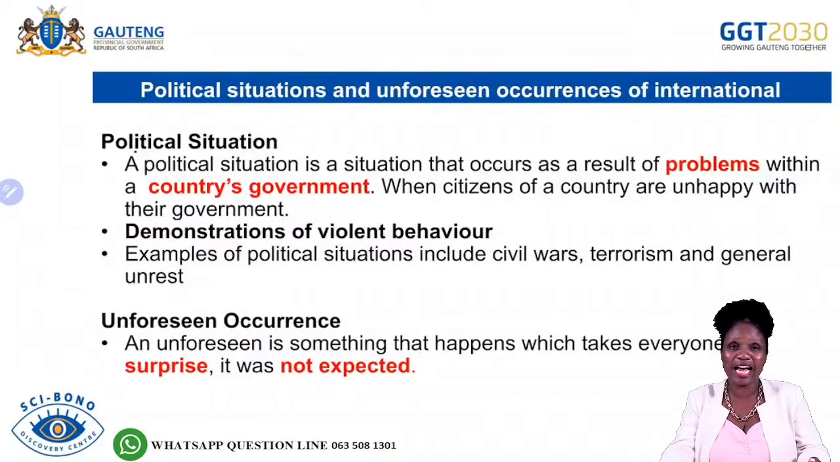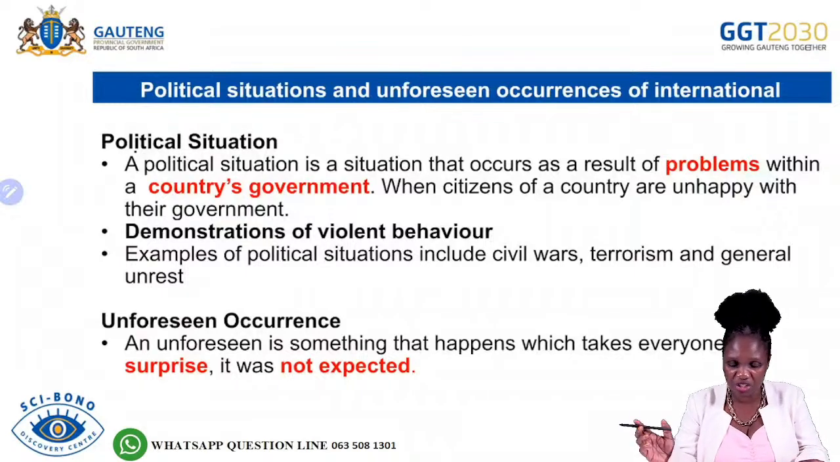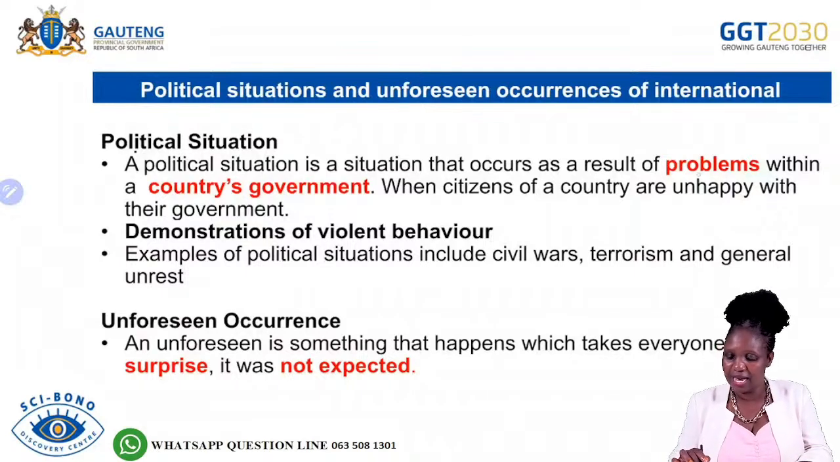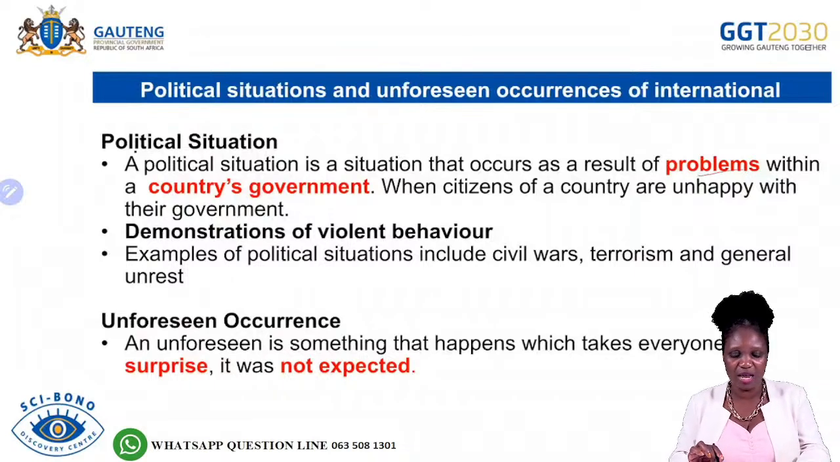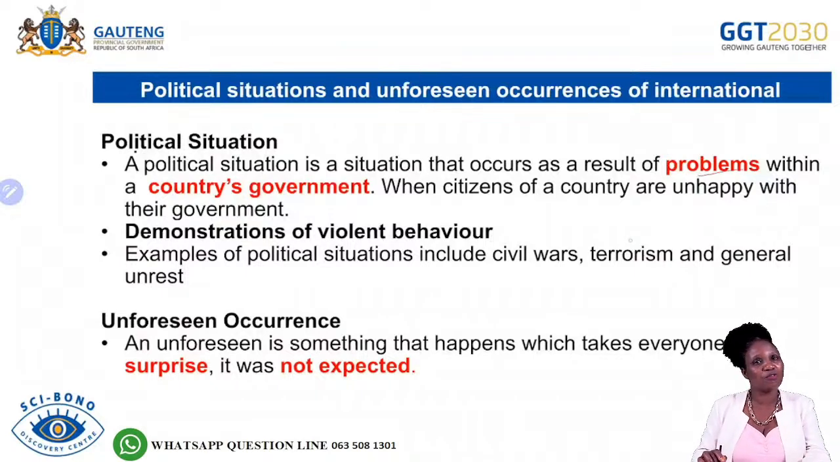All right, grade 12, we are looking at political situations and unforeseen occurrences of international significance. Political situation. A political situation is a situation that occurs as a result of the problems within a country's government. That is a political situation. When citizens of a country are unhappy with their government, then there is a political situation. At times there will be demonstrations of violent behavior, and the examples include civil wars, terrorism, and general unrest.